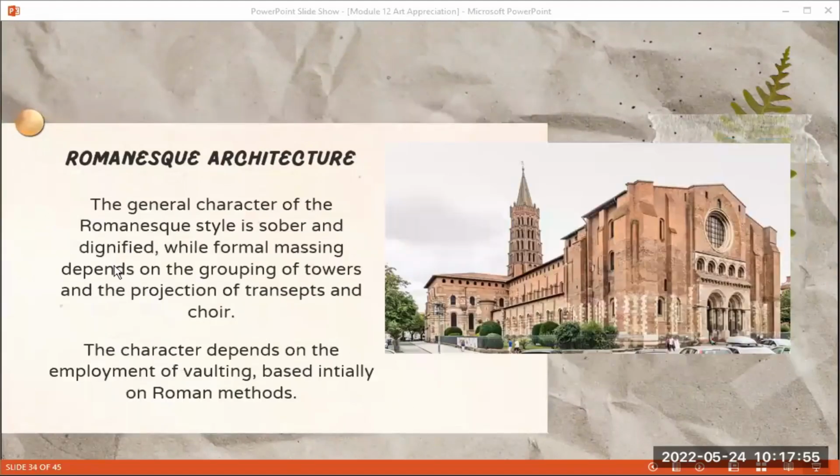Now, the general character of the Romanesque style is sober and dignified, while formal massing depends on the grouping of towers and the projection of transept and choir. The character depends on the employment of vaulting based initially on Roman methods.